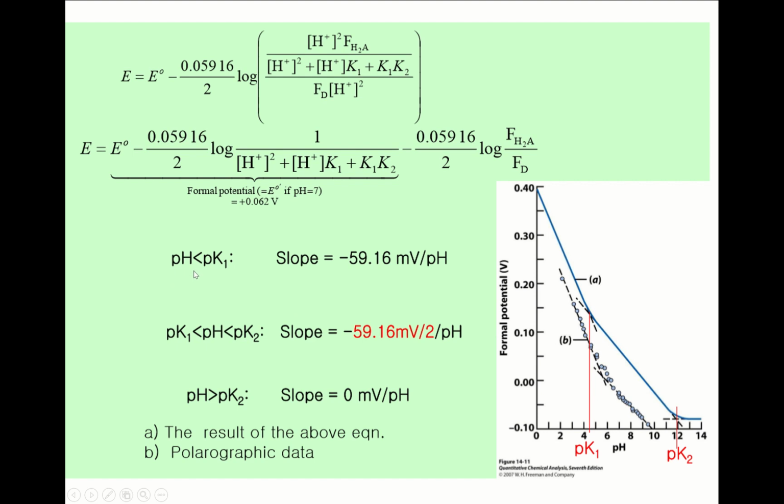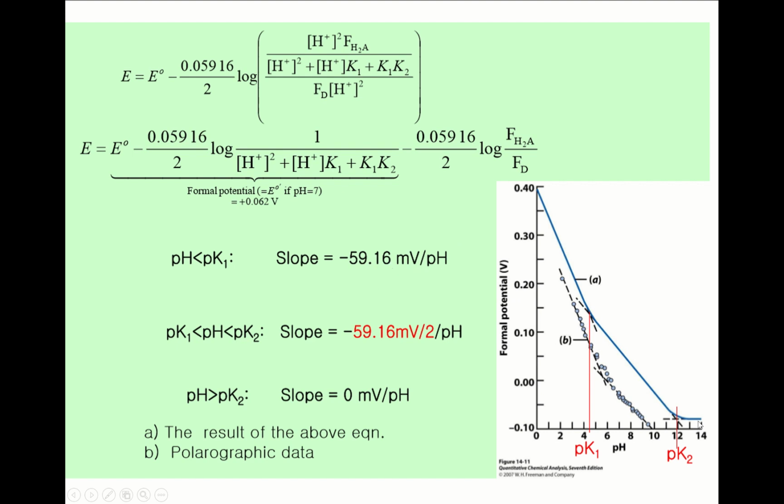When pH is smaller than pK1 here, let me see, K2 is so small, maybe you can ignore this part. Okay, and also K1 compared to proton concentration is very small, so this term is also removed. Yeah, so the formal potential dependence on pH, actually this is squared, and this 2 is cancelled out. Okay, so the formal potential dependence on pH is about 59 millivolt per pH.